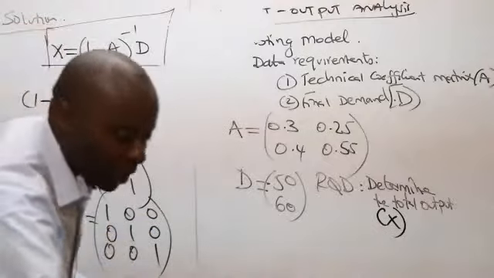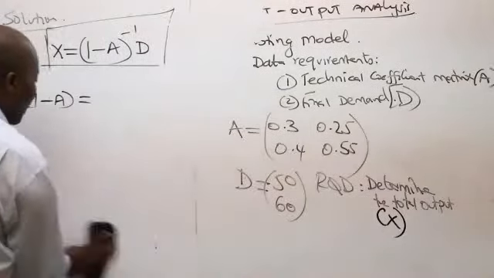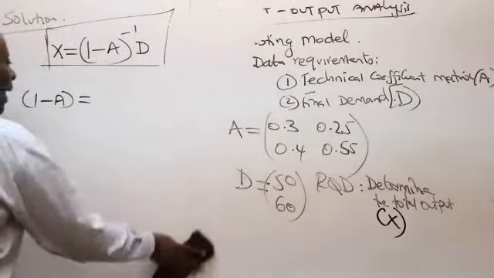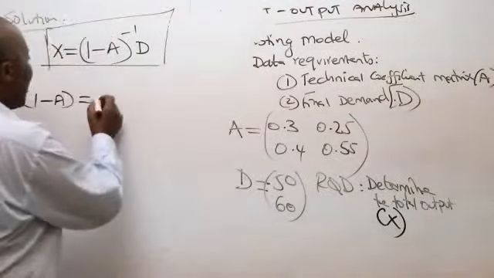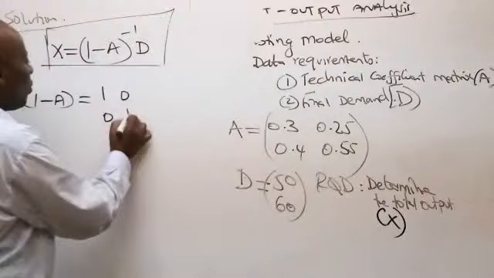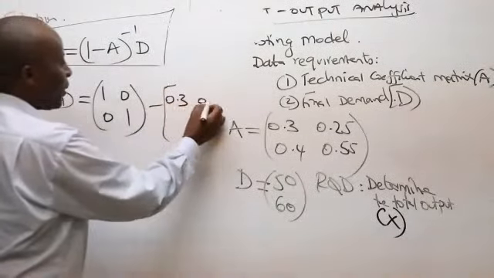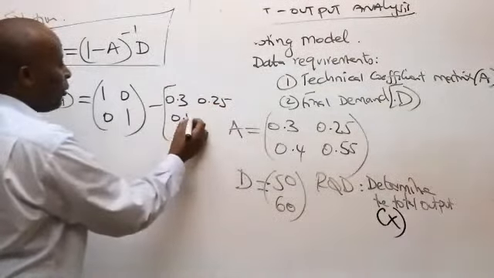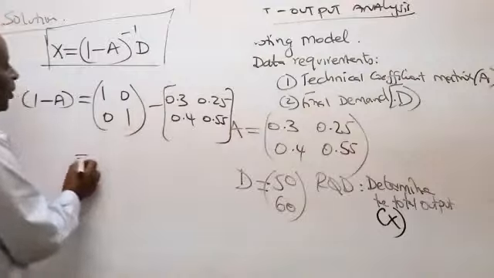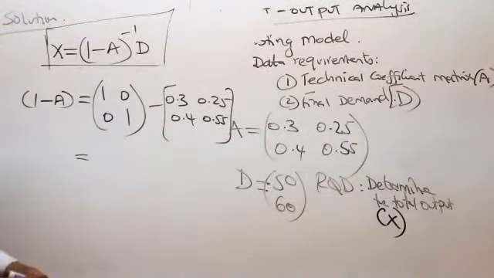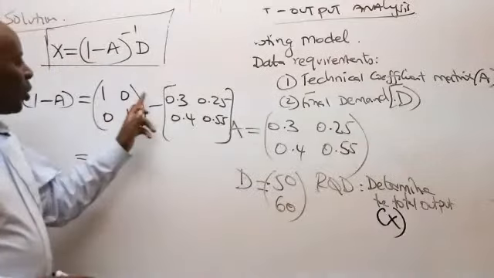So what I'll do, ladies and gentlemen, I'll come and see I minus A, and I can see what really my I is. My I is 1, 0, 0, 1, like that. Minus A, which is 0.3, 0.25, 0.4, 0.55. So ladies and gentlemen, please go ahead and do the subtractions for me. Remember subtraction, you'll always take corresponding elements.